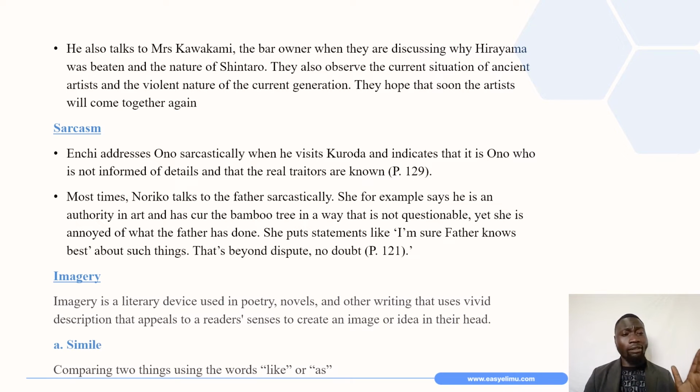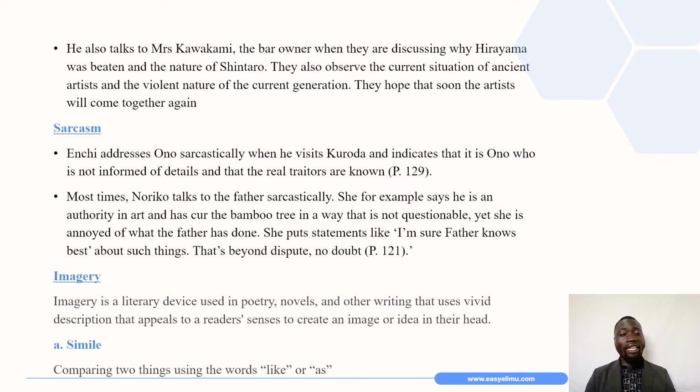So another style that we also come across in this episode, dear students, is sarcasm. So remember that sarcasm is simply the use of irony to mock or convey contempt. So talking about sarcasm in episode 2 of An Artist of the Floating World, Enchi addresses Ono sarcastically when he visits Kuroda and indicates that it is Ono who is not informed of details and that the real traitors are known. So this is shortly after he learns that Ono is not the visitor he expected.